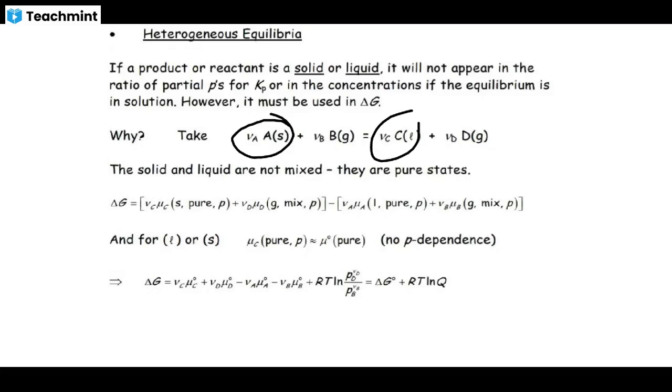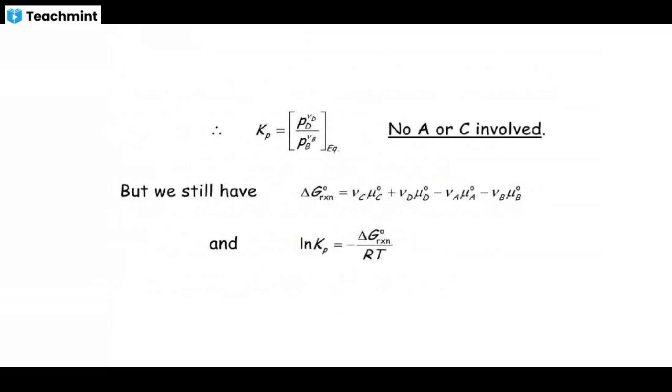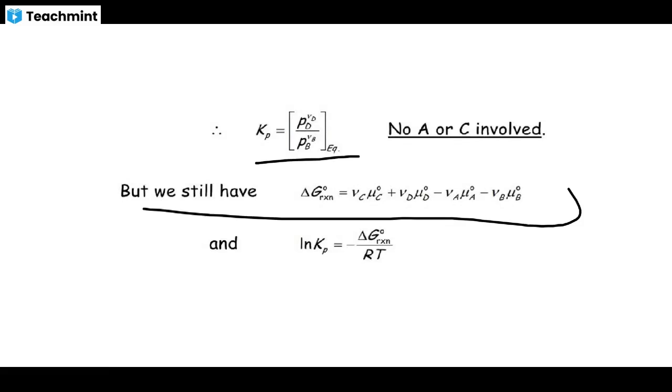So if you calculate the delta G, the chemical potentials of solids and liquids are present in the delta G, but they cannot appear in the partial pressure, because solids and liquids do not have a partial pressure. So you should remember this. They cannot be present in the partial pressure, but they should still be in delta G.